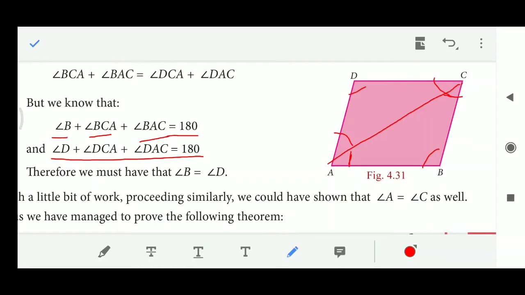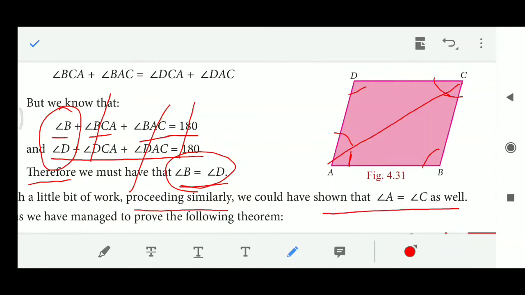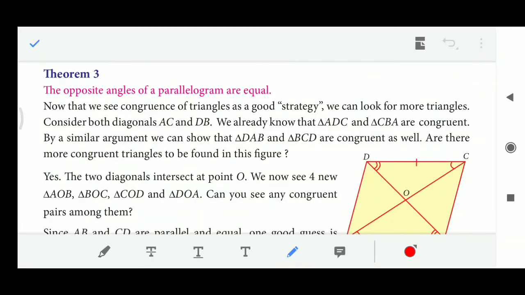Like that, angle D plus angle DCA plus angle DAC equal to 180 degrees. If you add those two, all these get cancelled, and angle B equals angle D. We arrive at the answer angle B equal to D. Therefore, the opposite angles in a parallelogram are equal. Similarly, we can find A equal to C.